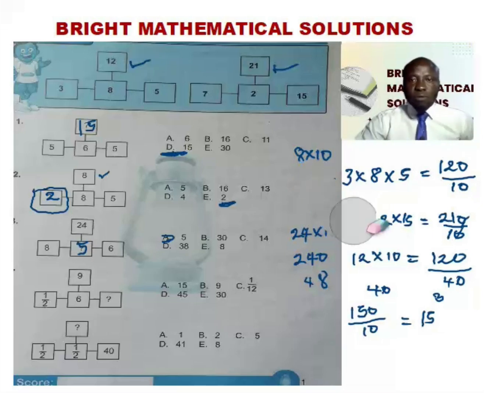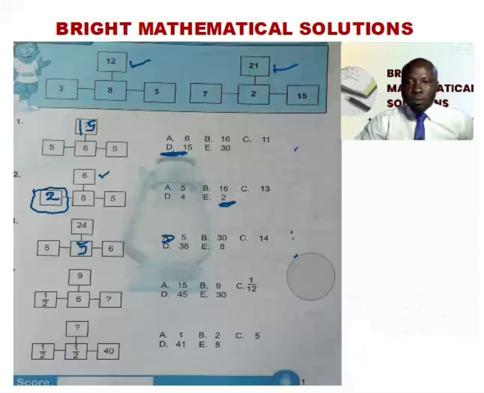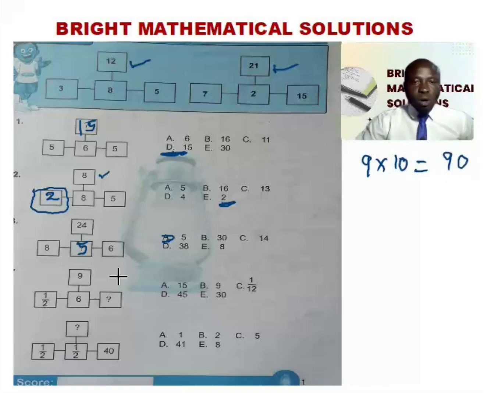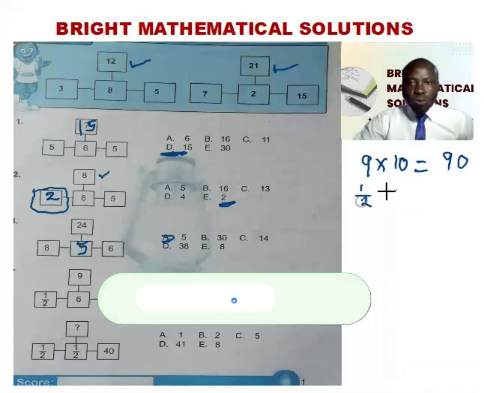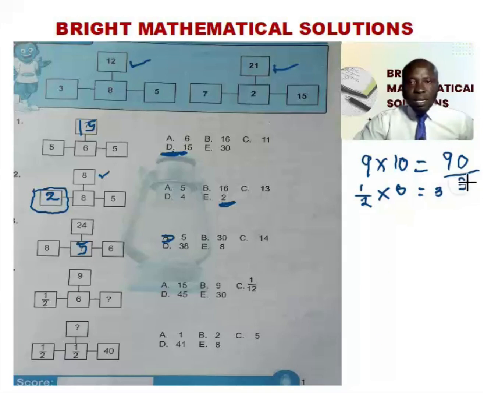Now let us look at the next one. Let me rub this off so that we can have more space. Now we have 9 here. Just as we've been doing before, 9 multiplied by 10 gives us 90. So we have 1 over 2 multiplied by 6, and that is 3. So 90 divided by 3 gives us 30. So the missing number here is 30, which is E. So our answer here is 30.